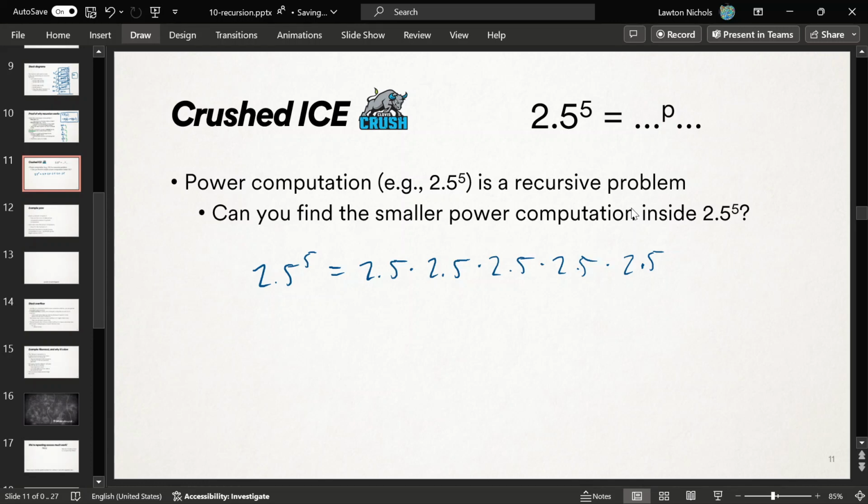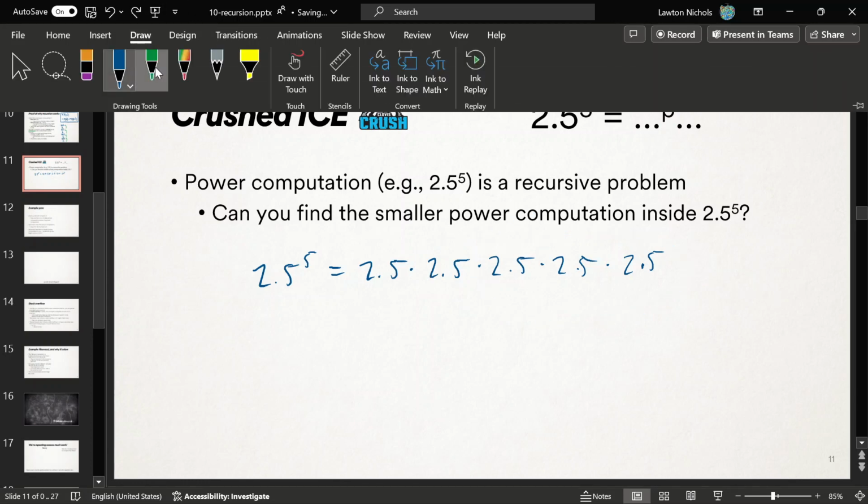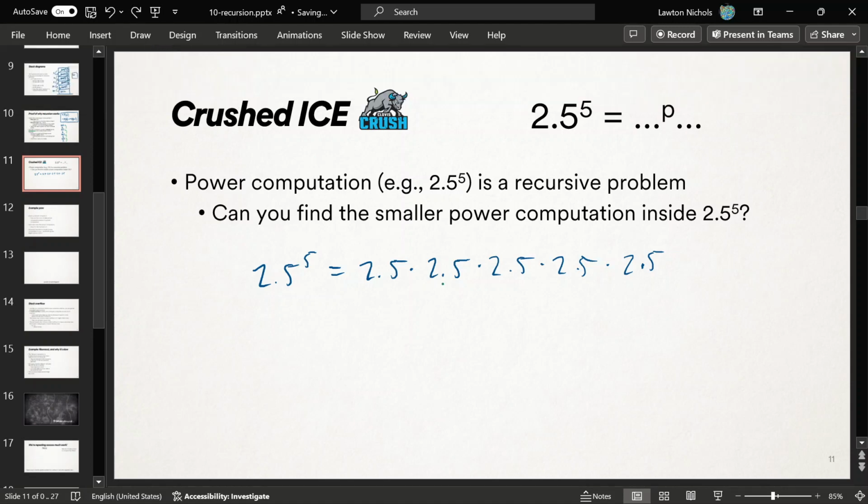times 2.5. Yeah, so you can circle it in any number of ways, but do we see how, like, here's 2.5 to the fourth? Or even here's 2.5 to the fourth. Either side. And here's 2.5 cubed. There's a million things. You can break it down in any way. Does everybody see that? It's like, what is this but 2.5 to the fourth power? All right. So we found a power computation inside of a power computation. That means it's recursive. All right.